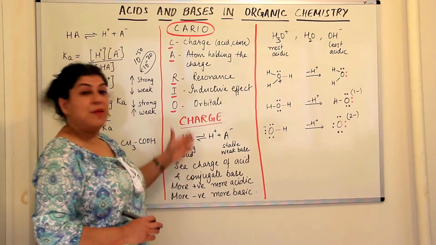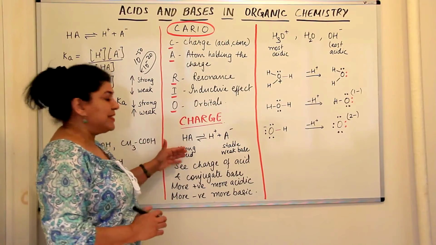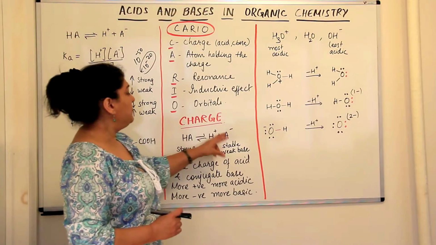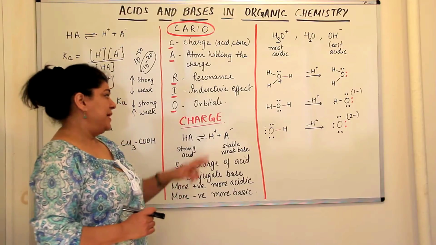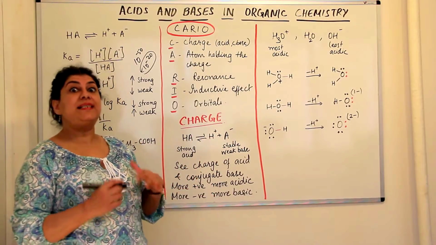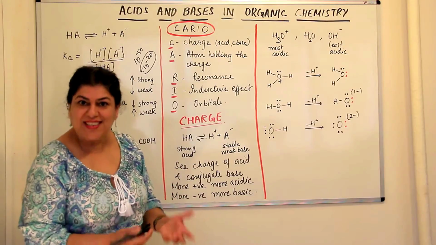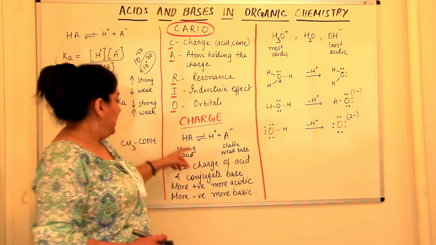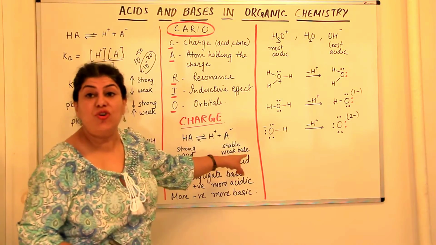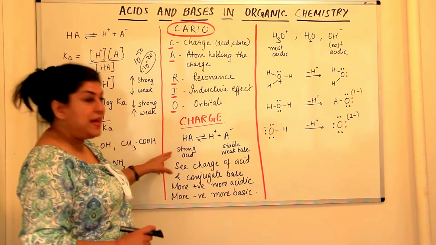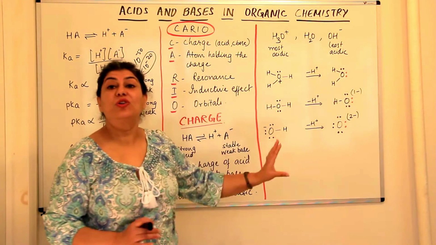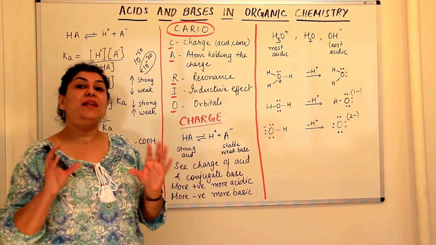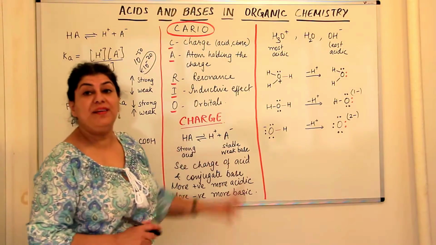So a strong acid produces a weak base, and a weak acid, when it dissociates, produces an unstable base. If the base is unstable, it means it is a reactive base, and a reactive base is nothing but a strong base. So a weak acid produces a strong conjugate base, but a strong acid produces a weak conjugate base. When you look at both of these, you should look at the charges of not only the acid but the base also.